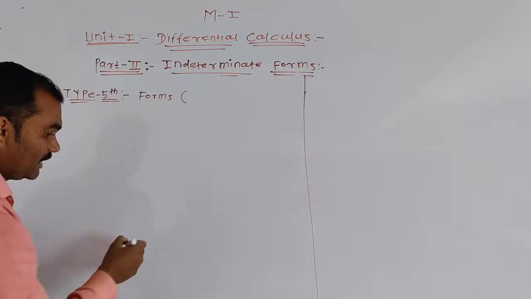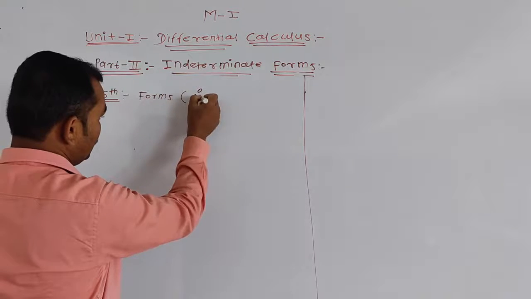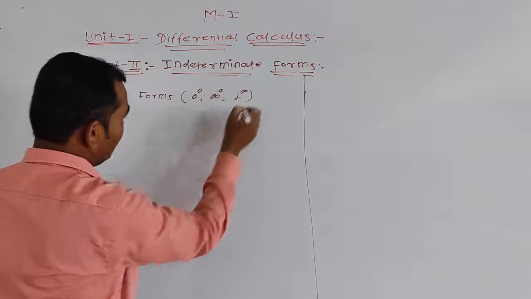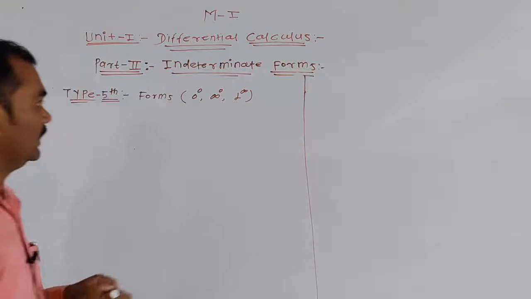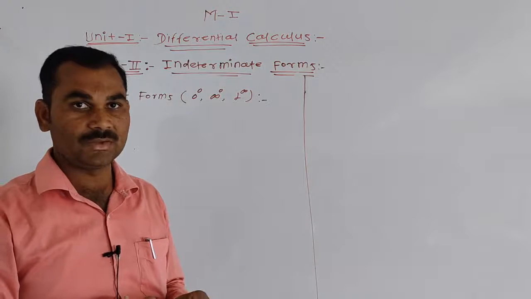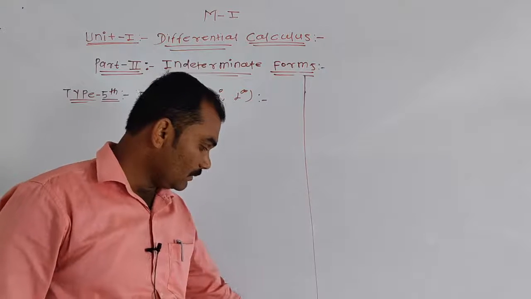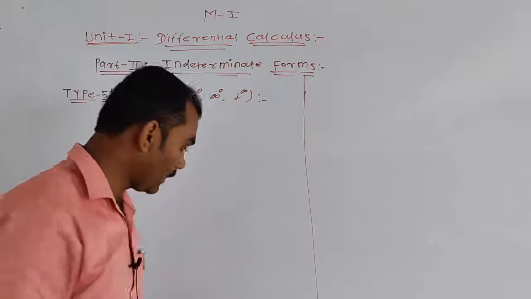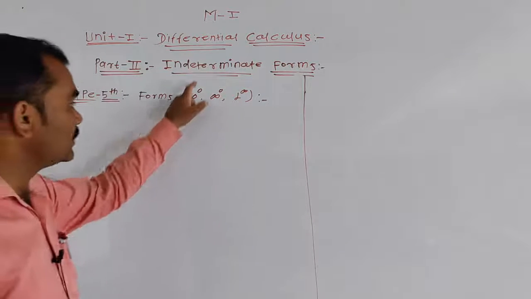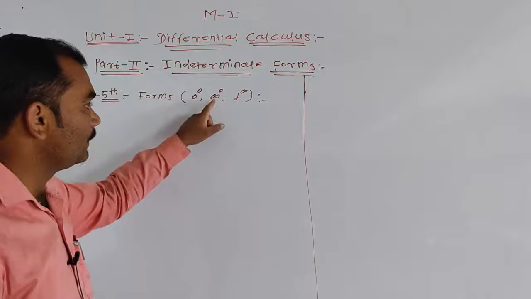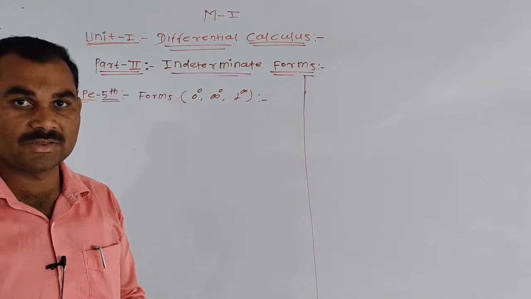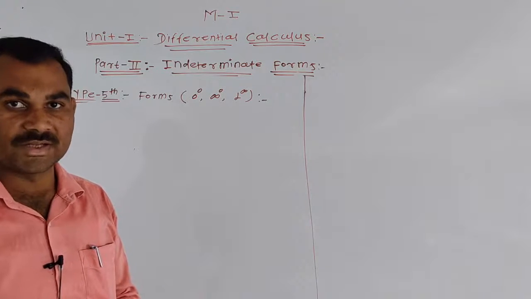This type contains the different forms: 0 raised to 0, infinity raised to 0, 1 raised to infinity. These are also indeterminate forms, that is, whose value is not fixed. Now first of all we will discuss how to solve such type of examples. See here, something raised to something: 0 raised to 0, infinity raised to 0, 1 raised to infinity. In such type of examples, first we have to apply the log on both the sides.